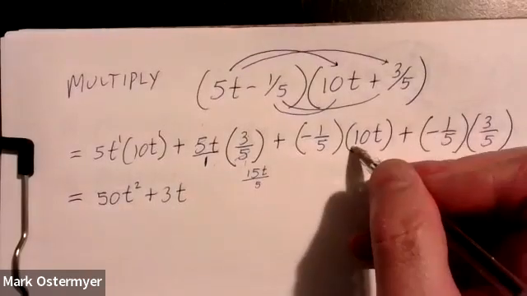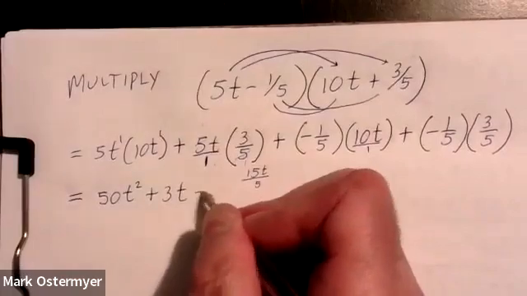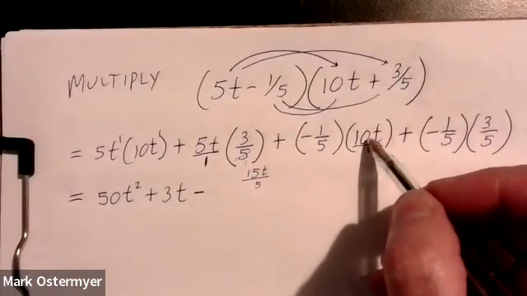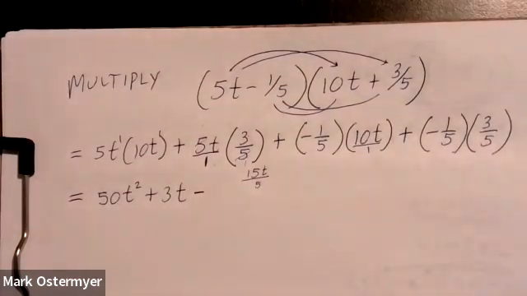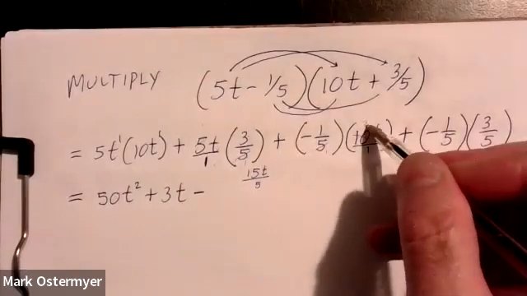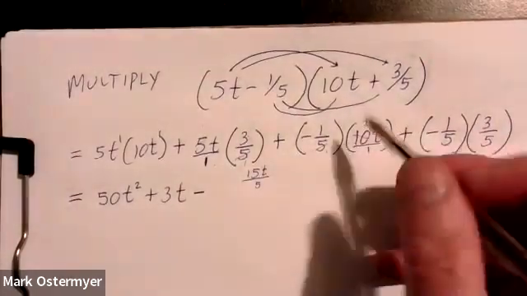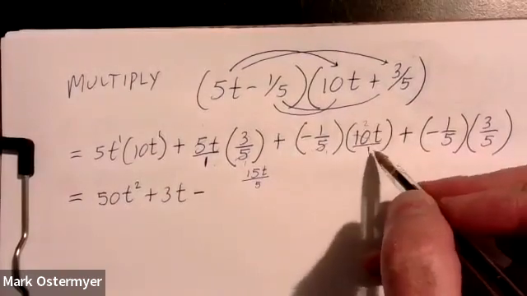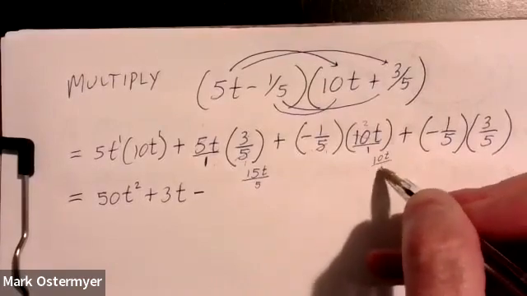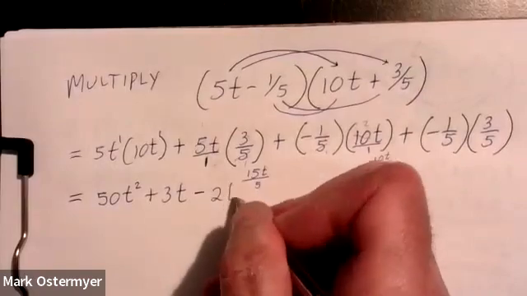Negative 1/5 times 10t over 1. A negative times a positive will be a negative, guaranteed. 1/5 times 10t over 1. Again, if you're into cross canceling, 5 divides into itself once, divides into 10 twice, and you'll be left with 1 times 2t, or 2t. Or if you're not into cross canceling, you'll have 10t over 5. But either way, this is going to reduce down to 2t anyway, so minus 2t.